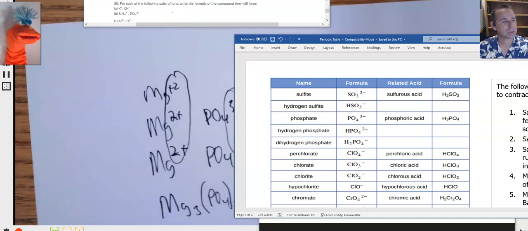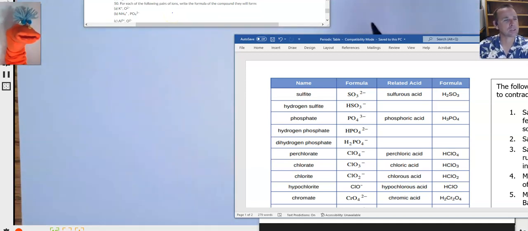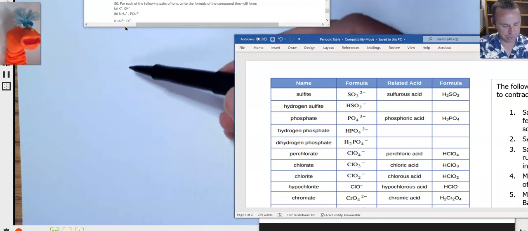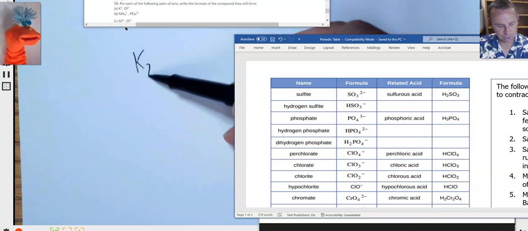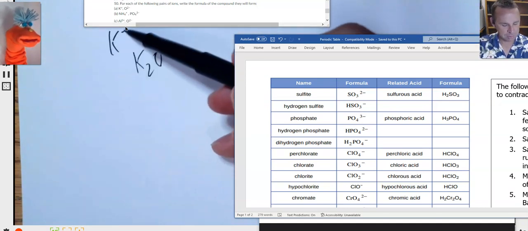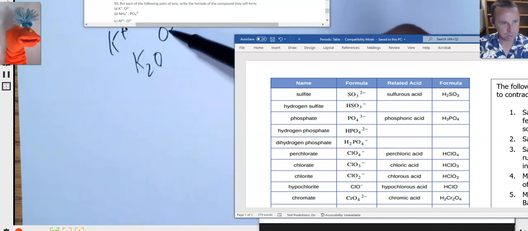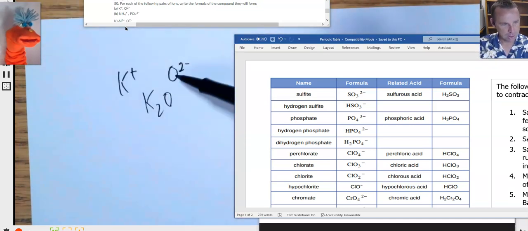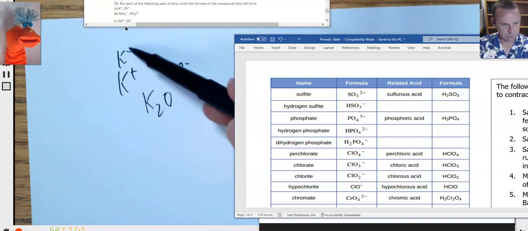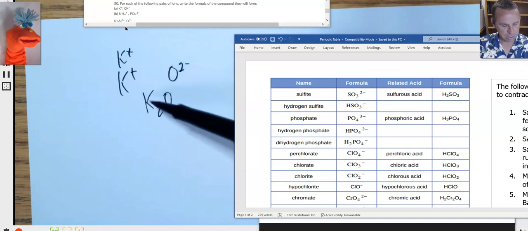For each of the following pairs of ions, write the formula for the compound they'll form together. Okay, so more of the same. We've got potassium ions and oxygen ions. I'm good at this now. It's K2O. Very good. One potassium ion and one oxygen ion, the oxide ion, and they come together so that I need two of these, two pluses for that 2 minus.